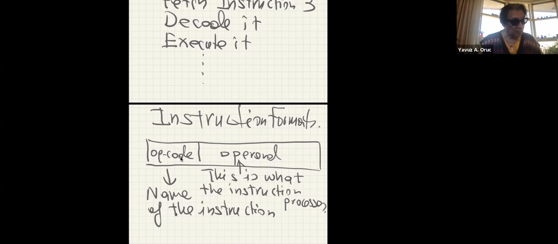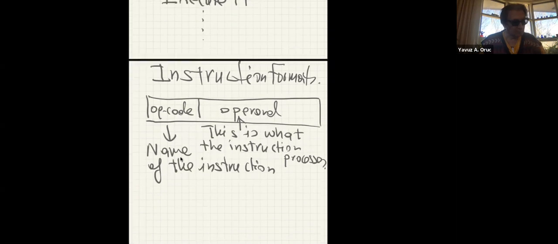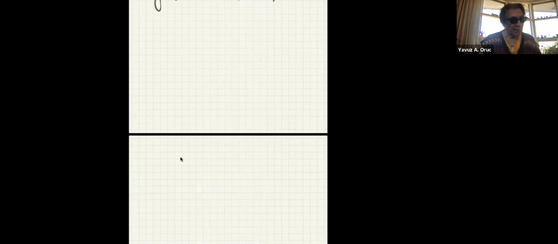So let's look at this in the context of our first machine, so you would recognize what this is like. Here's our VESP architecture. We call it the VESP 1.0 architecture. It has 8 instructions.